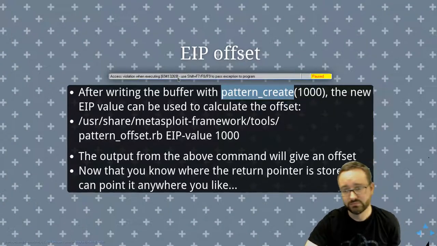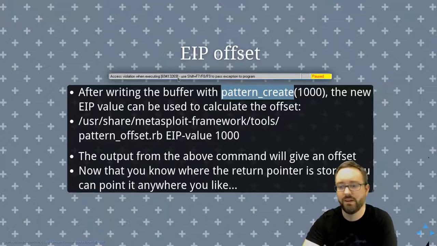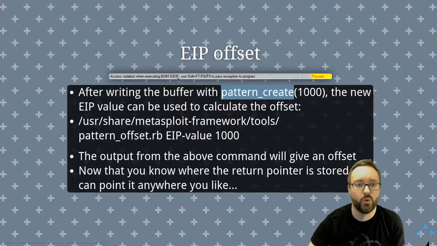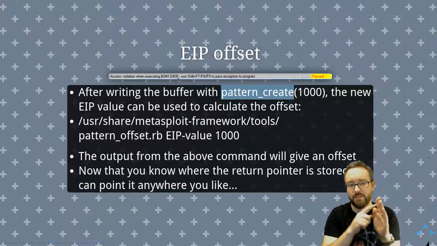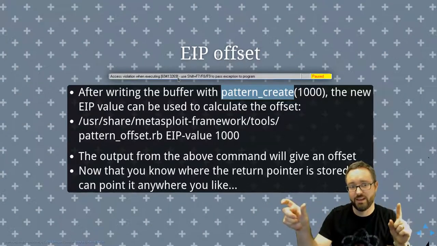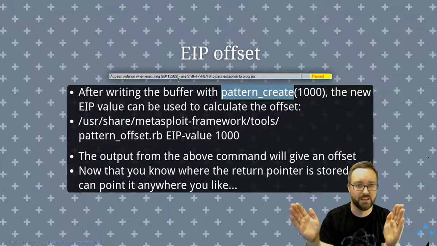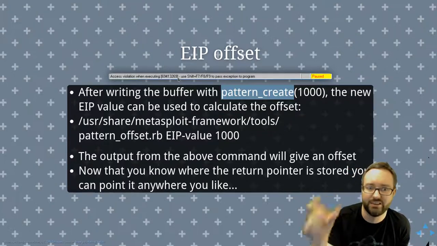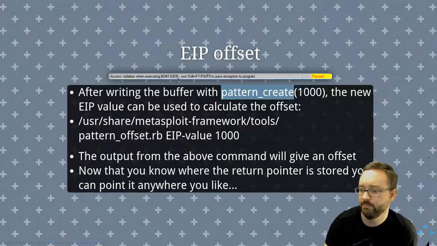And then whatever value comes back, in this case 69413269, that memory address, which is not pointing at anything real, just tells us where along that pattern it managed to overwrite EIP. So now we can identify the offset. Now we know how long we need to be before we can exactly overwrite that EIP value.